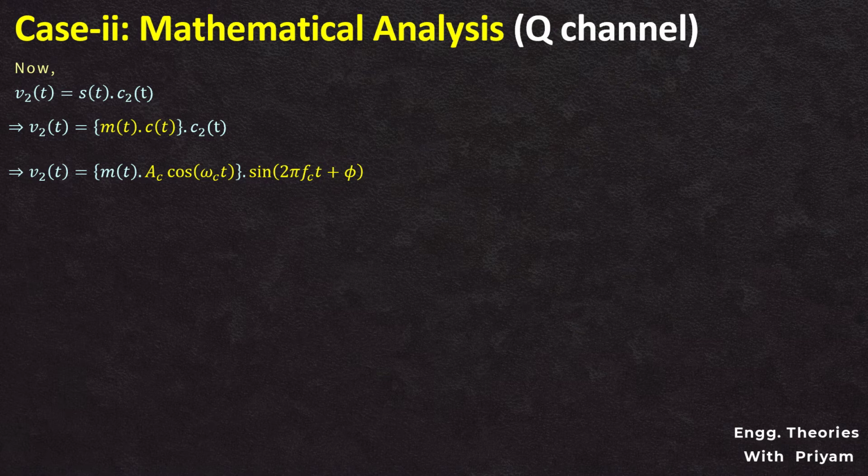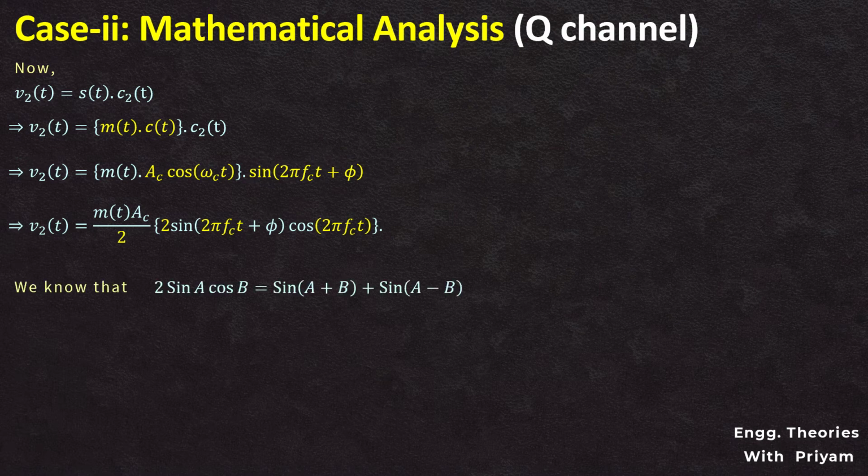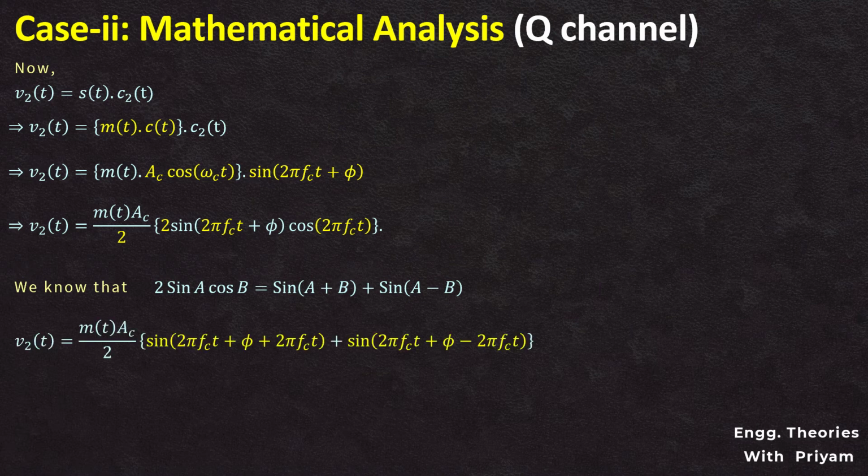Now if we replace cos(ωct) as cos(2πfct), and divide and multiply this equation of v2(t) by 2, then the output of the lower product modulator v2(t) will look like m(t) Ac/2 into sin(2πfct + φ) into cos(2πfct). Now we know that 2 sin A cos B is equal to sin(A + B) + sin(A − B). If we apply this formula of 2 sin A cos B in the equation of v2(t), then the output will become m(t) Ac/2 into [sin(2πfct + φ + 2πfct) + sin(2πfct + φ − 2πfct)].